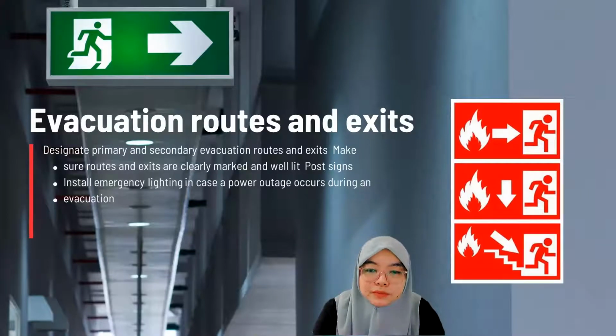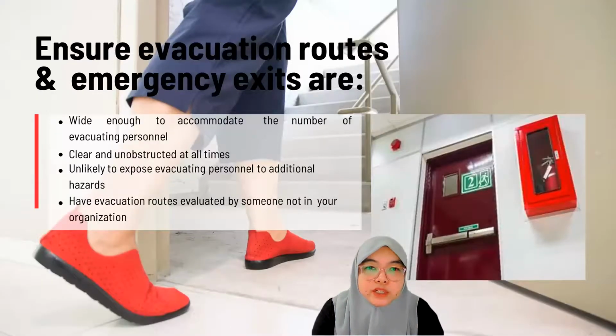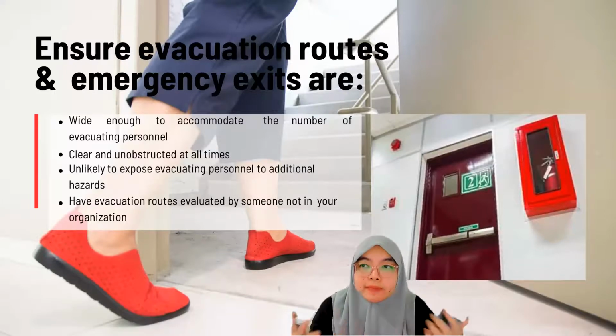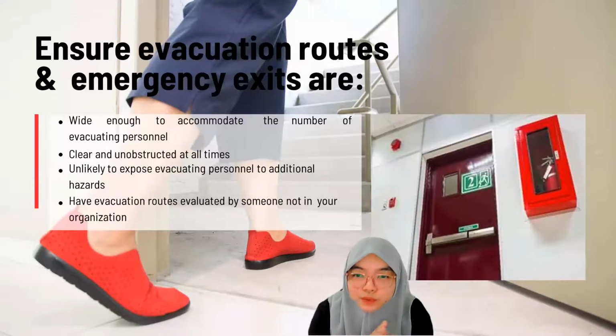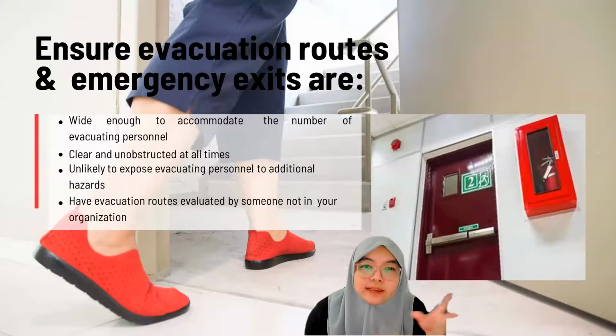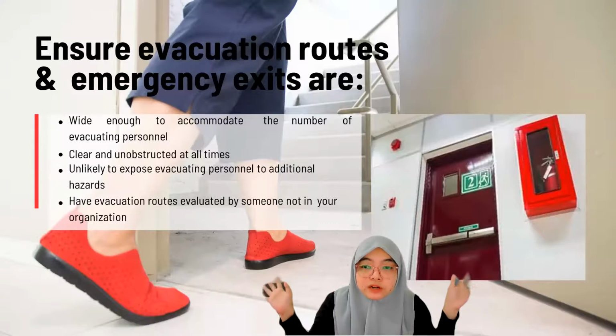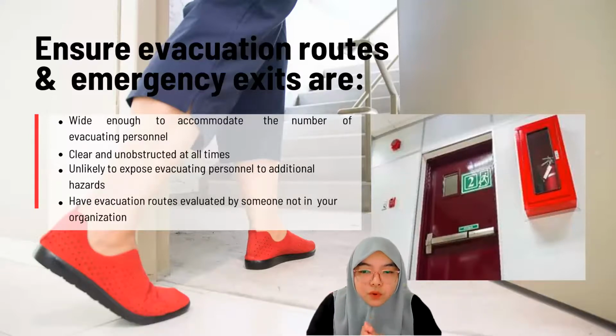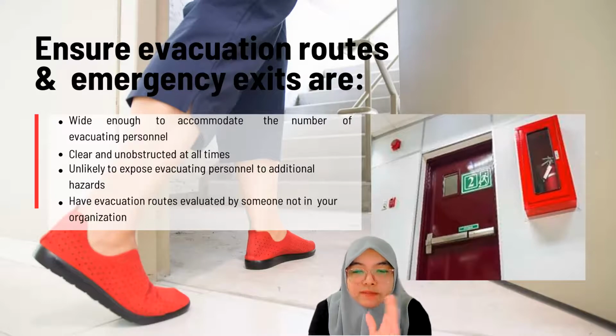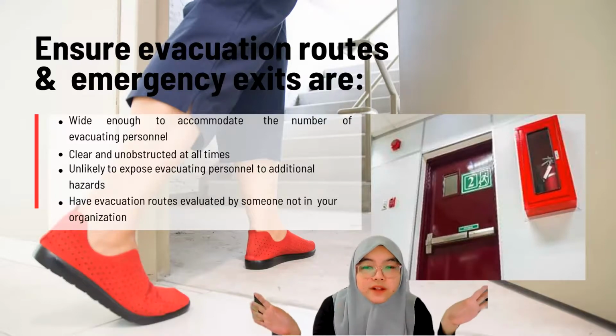You must ensure evacuation routes and emergency exits are wide enough to accommodate the number of evacuating personnel. You don't know what will happen until you have gone through that particular problem. For example, if there is an emergency like fire and you have a very small evacuation exit, you will have a huge crowd behind you, but they need to go through that exit very fast, immediately. So that's why you need a wide enough space.